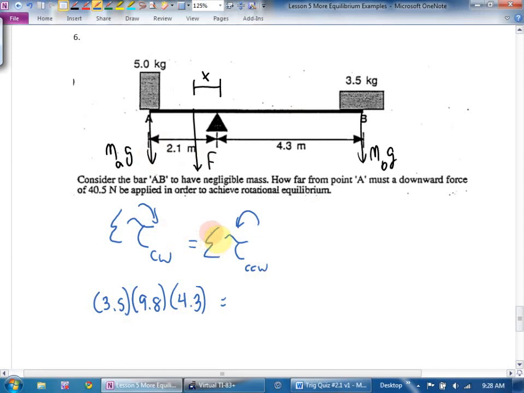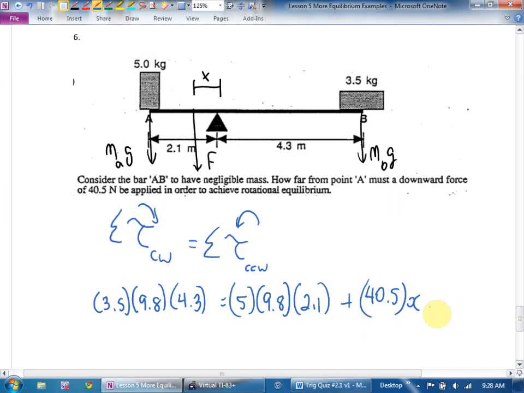Counterclockwise: MAG, 5 times 9.8 times its distance from the pivot, plus 40.5. Was that kilograms or newtons? So do I need to multiply it by 9.8? Nope. 40.5 times x. I think I said to you at the very beginning of this unit, one of the things I like about this unit, the setup is tough, but the equations you get at the end are usually pretty easy to solve. The most we've been doing is dividing by a number or two or subtracting something over, but nothing really high tech. It's going to be this minus that answer divided by 40.5.